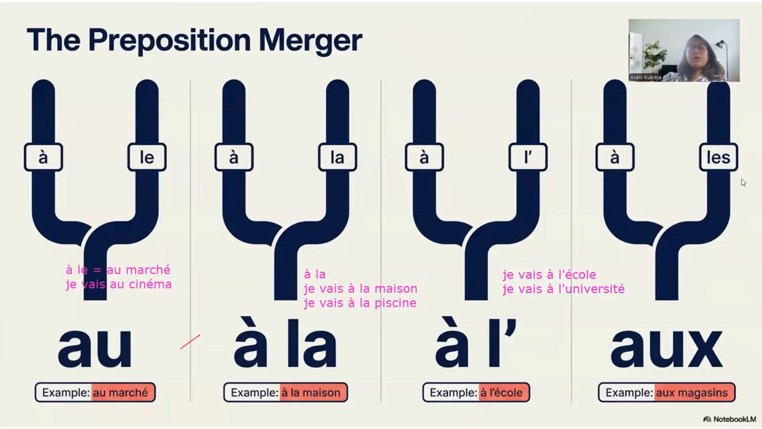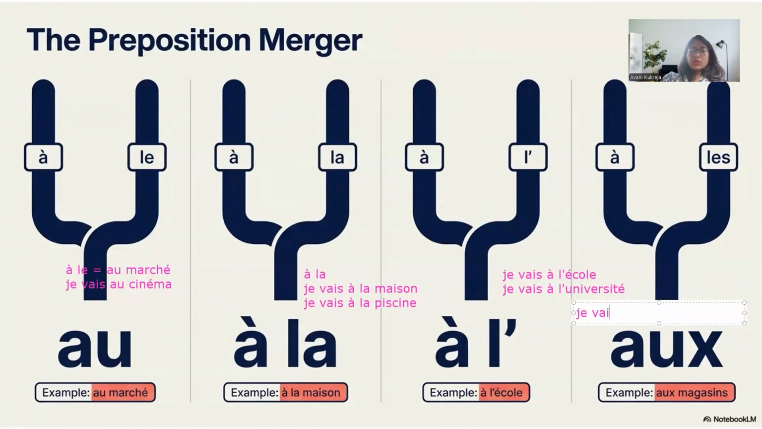A plus les form also does not exist in French. So what we'll do is merge A and les and the product is AUX. AU and AUX, both of them are pronounced as O. But in writing, of course, you will have to add an X.